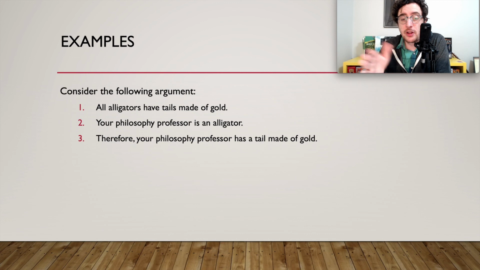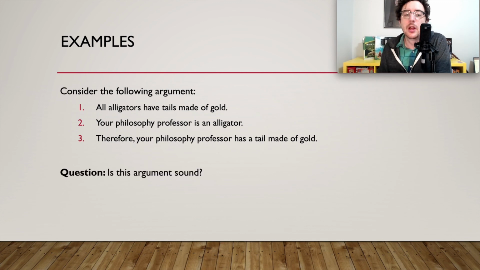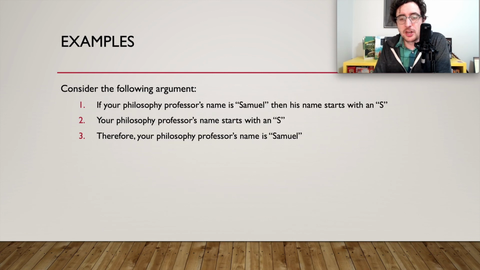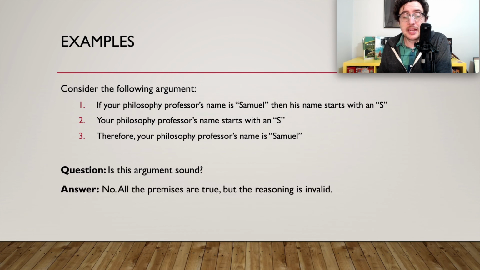So consider the following argument that we saw before. Is this argument sound? No. As we said before, it is valid since its conclusion follows from its premises, but it's not sound because, well, premises 1 and 2 are false. Well, what about this argument that we saw earlier? Is this argument sound? And again, the answer is no. All the premises are true, but what makes this unsound is the fact that it's invalid.